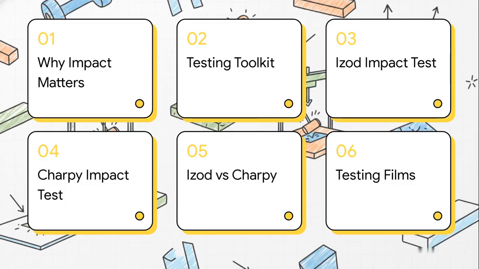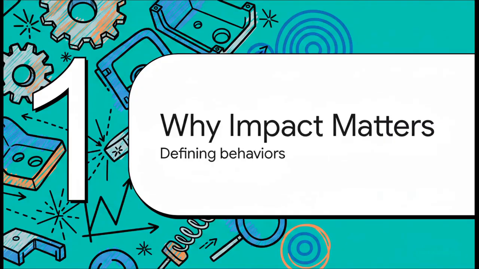So, here is our roadmap for today. We'll start with why impact testing matters, look at the testing toolkit, and then dive deep into the IZOD and CHARPY tests. After that, we'll do a head-to-head comparison of those two and wrap up with testing films using the falling dart method. Let's start with Section 1, Why Impact Testing Matters.